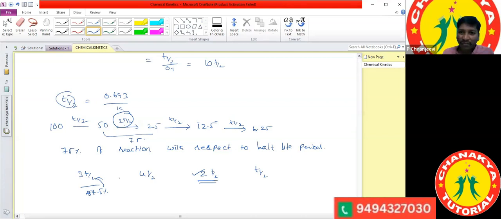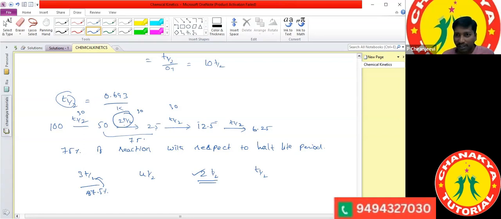It is a shortcut actually, for this kind of questions. Because time is independent of the molar concentration of the reactant, converting from 100 to 50% also takes the same time. For example, if it is completed in 30 minutes, the conversion of 50 to 25 also takes 30 minutes only, or from 25 to 12.5% also takes 30 minutes only. Time is not going to change, because time is independent of the molar concentration of the reactant.